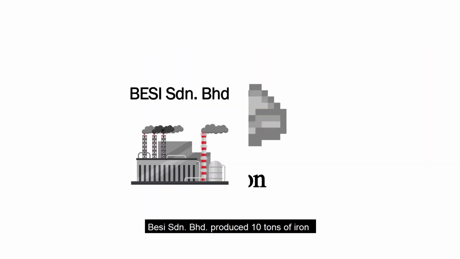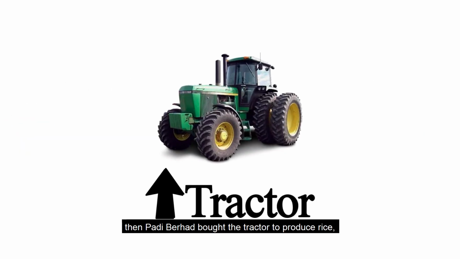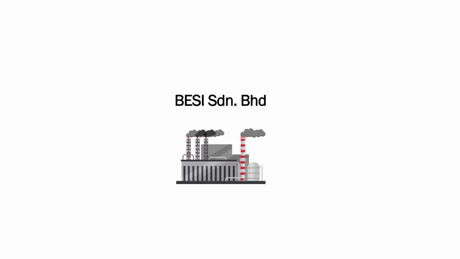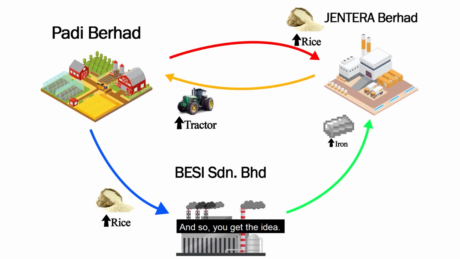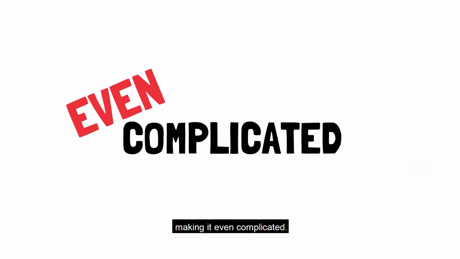Percy Sandra perhaps produced 10 tons of iron, and Gentila perhaps bought that iron to make a tractor. Then Paddy perhaps bought the tractor to produce rice. Then Percy Sandra perhaps bought the rice to feed the workers, and so you get the idea. In real life, there will be hundreds of industries that are connected, making it even more complicated.